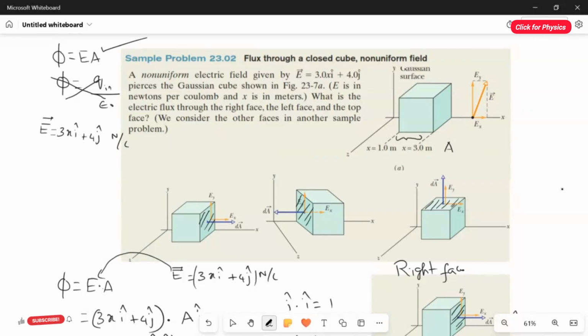So the edge length here is 3 meter minus 1 meter, which is equal to 2 meters. So this is the edge length of the cube. The formula for area is length into width. Am I right? Here in a cube all sides are equal, so the length is equal to the width. So we have to multiply 2 meter by 2 meter, which is equal to 4 meters square. So this is the value for area.